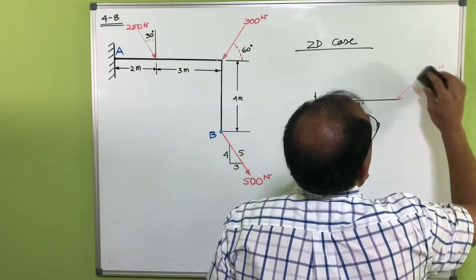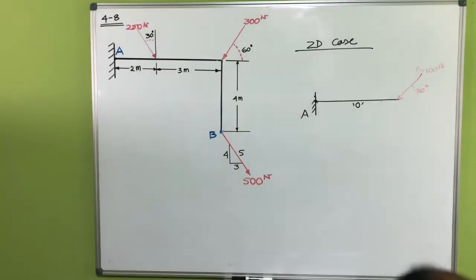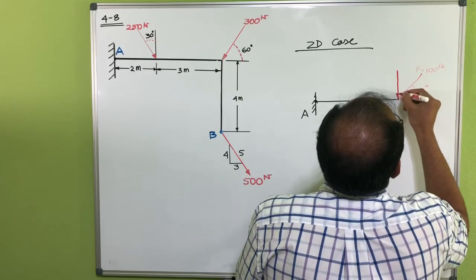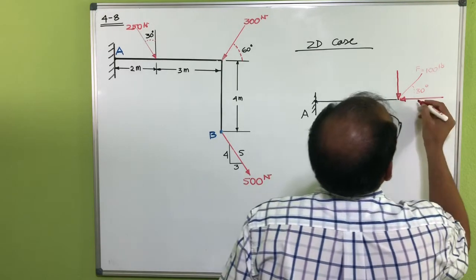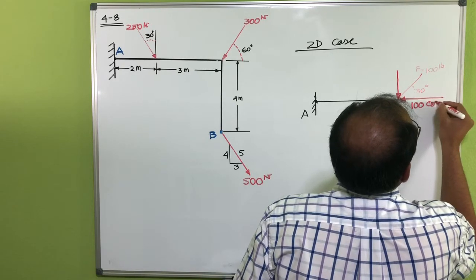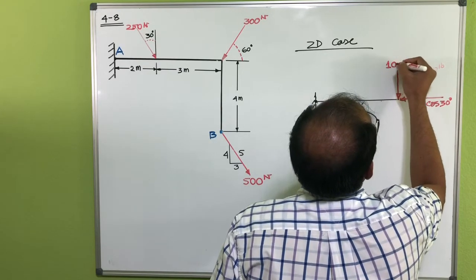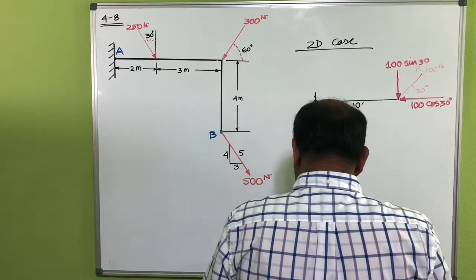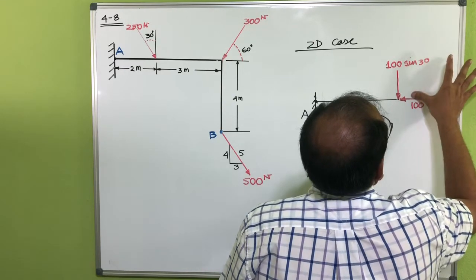we resolve that force into two components. So you can see this one is 100 cosine 30, and this one is 100 sine 30. Just for clarity, I'll take this original force off here because I already showed the two components of it.